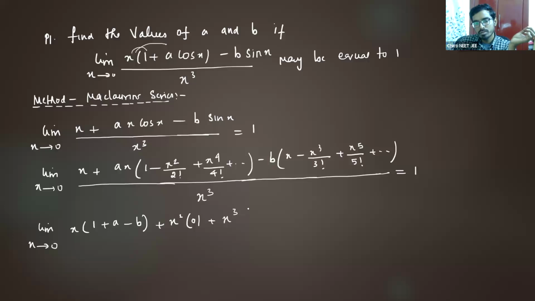Now you collect all the x cube terms. Is there any x cube term here? No. Is there any x cube term here? Yes. What is the coefficient? It is minus a by 2. Yes or no? Minus a by 2.